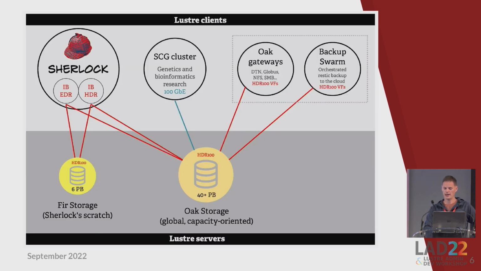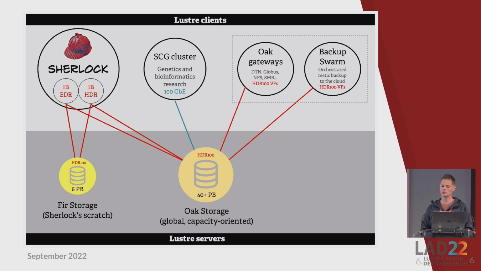So I made this diagram to summarize. At the top, you have the Lustre clients. At the bottom, the Lustre servers. So we have Sherlock on multiple IB fabric. We have the SCG cluster.